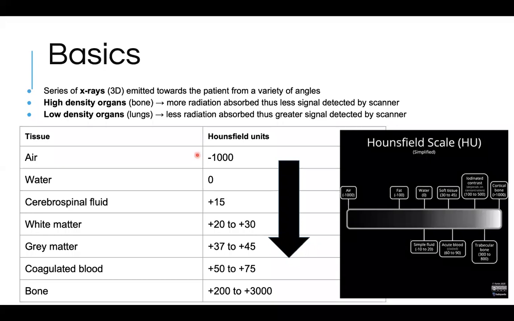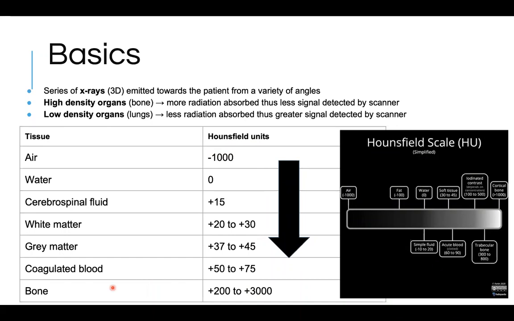So air has the smallest, or the most negative, Hounsfield unit quantity. So this is why it appears black. And then as you go down, it becomes more positive, and so bone is white.